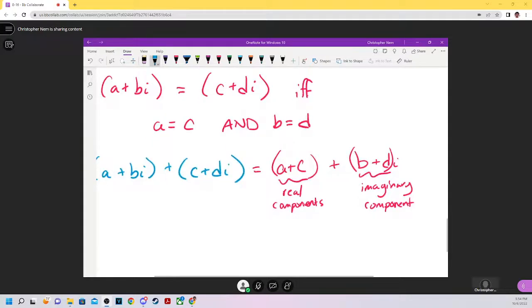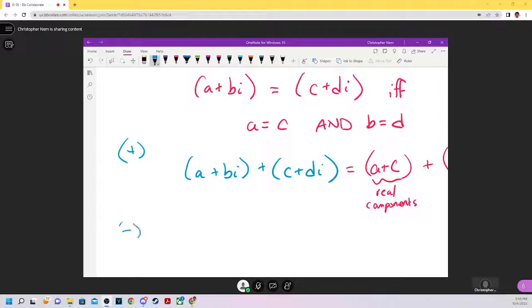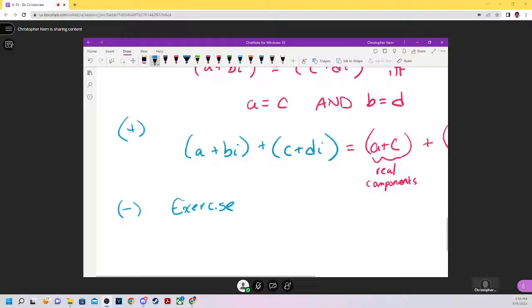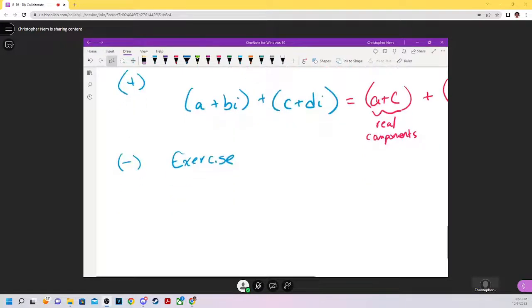Your real components and your imaginary components. Whatever's attached to your i, that's your imaginary component, the coefficient for i in particular. So that covers addition. I'm going to leave subtraction as an exercise for you guys to think about. We've talked about subtraction enough to know that we can deal with it because it's the inverse of addition. Now, we go on to multiplication.